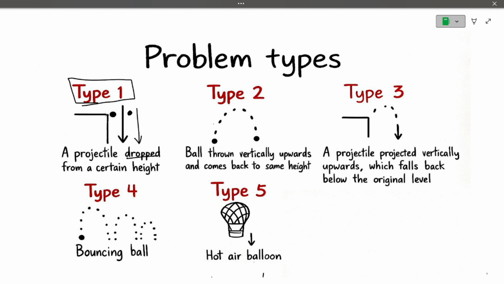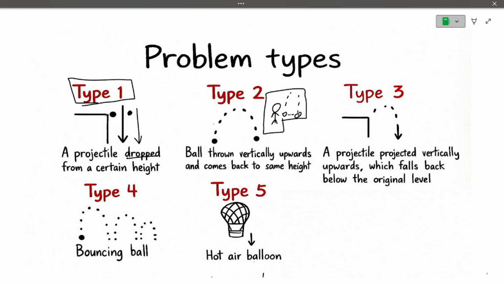Then the second one is when a ball is thrown vertically upwards and comes back to the same height. Let's say you are playing with a ball, you throw it upwards, and it comes back to the same location, back to your hand. We are going to deal with this one as problem type 2. To understand, the final position is equal to the initial position.